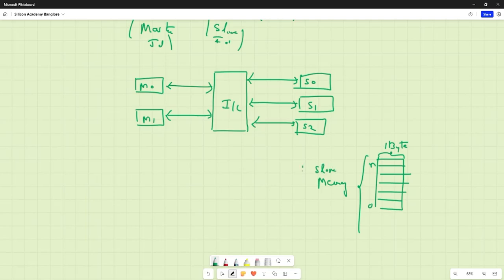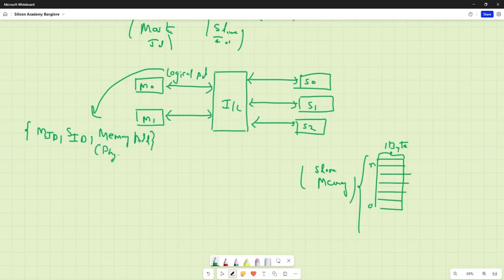Whenever a master, say M0, wants to interact with a slave named S1, it will send something known as a logical address. This logical address comprises a combination. We are taking a hypothetical example: the master ID along with the slave ID along with the memory address inside a slave, which you can also call the physical address.